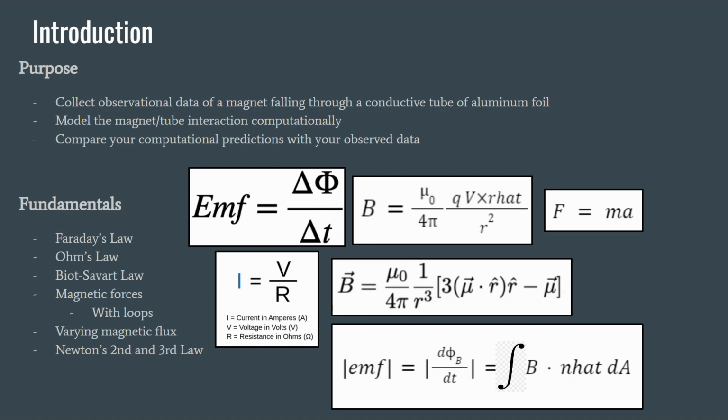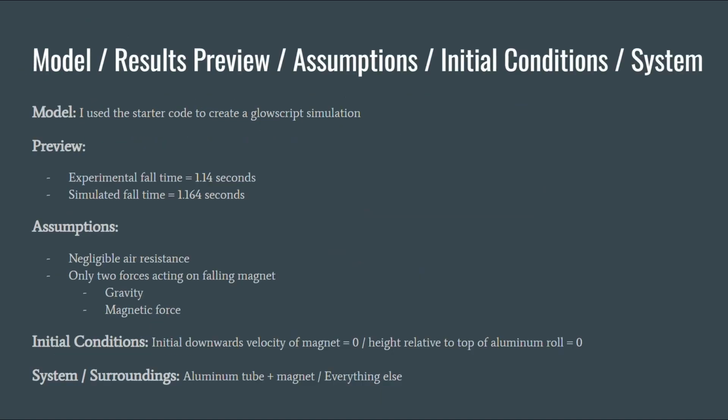The fundamentals at play here are Faraday's law, Ohm's law, the Biot-Savart law, magnetic forces and those associated with loops, varying magnetic flux, and Newton's second and third law. The equations associated with these are seen off to the right. The model I used came from the starter code, and I added some code of my own to create a GlowScript simulation of a falling magnetic dipole through an aluminum tube.